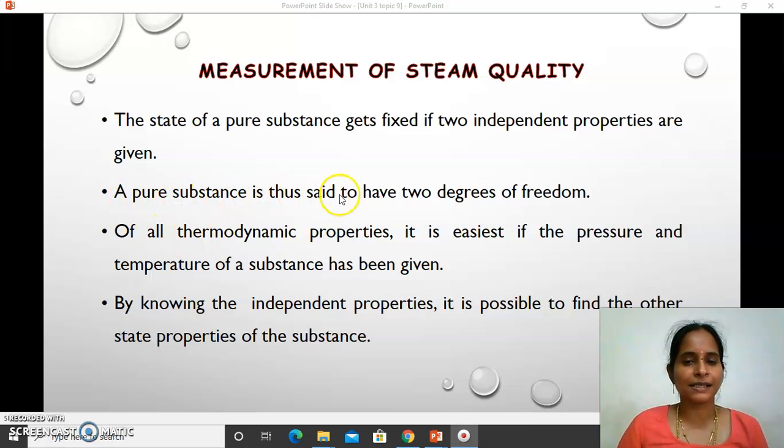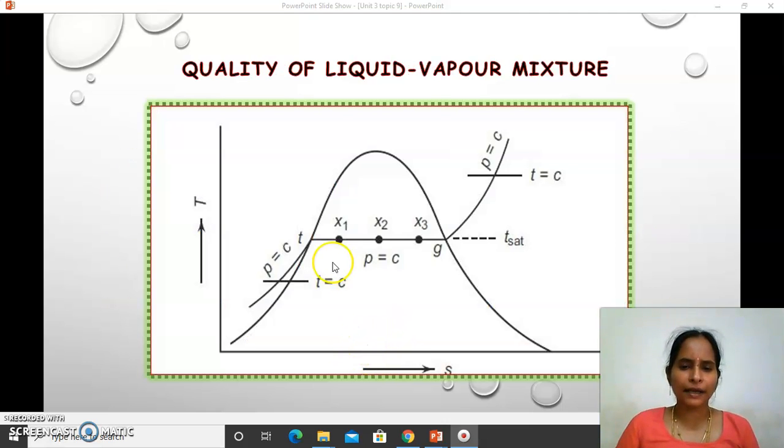That is very basic. If you know two values, then only you can get a point. A pure substance is said to have 2 degrees of freedom. Of all thermodynamic properties, it is easiest if the pressure and temperature of the substance are given. By knowing the independent properties, it is possible to find out the other state properties of the substance. Now here, the dryness fraction keeps increasing towards the right side, towards the dry saturated line. Of course, am I right? Can you follow me?